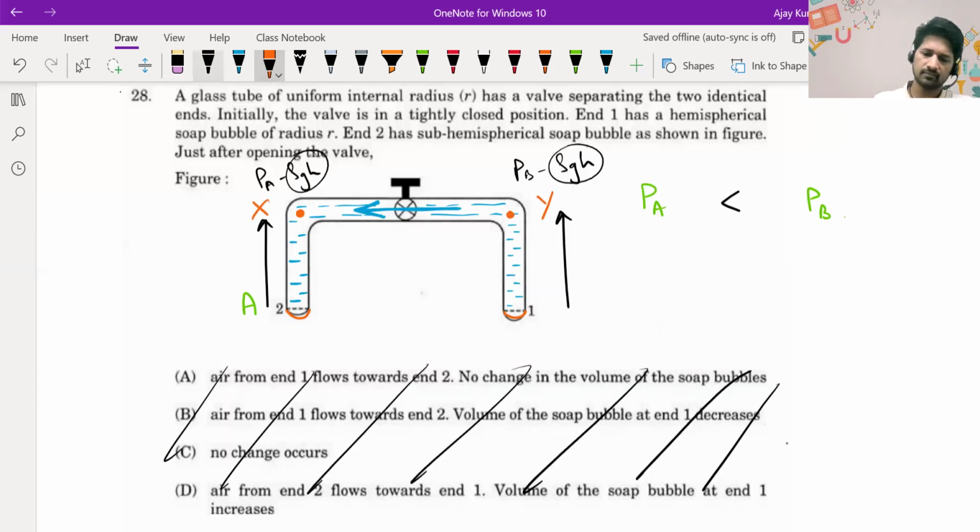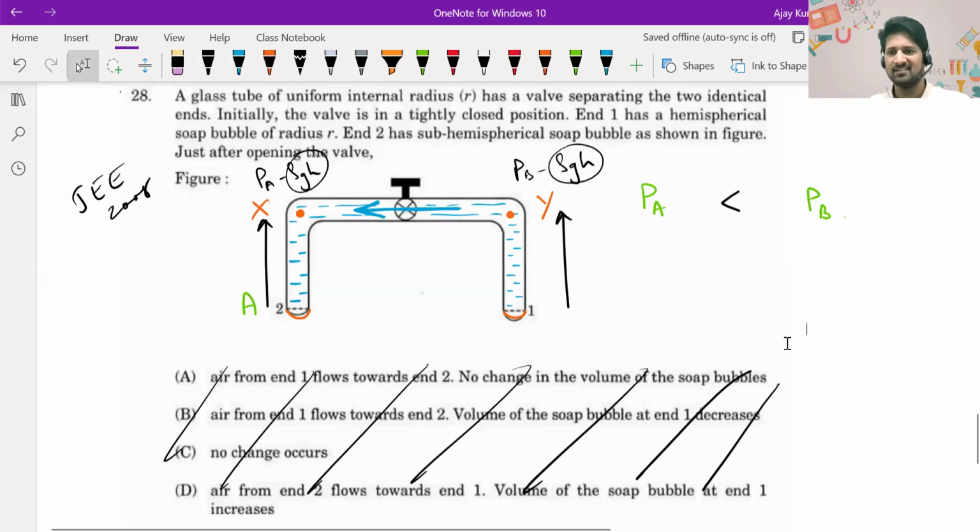Fine. The question with air, the one that I had pasted here, was given in JEE Advanced 2008, the year in which I had written the exam. So I remember this question forever. Fine.